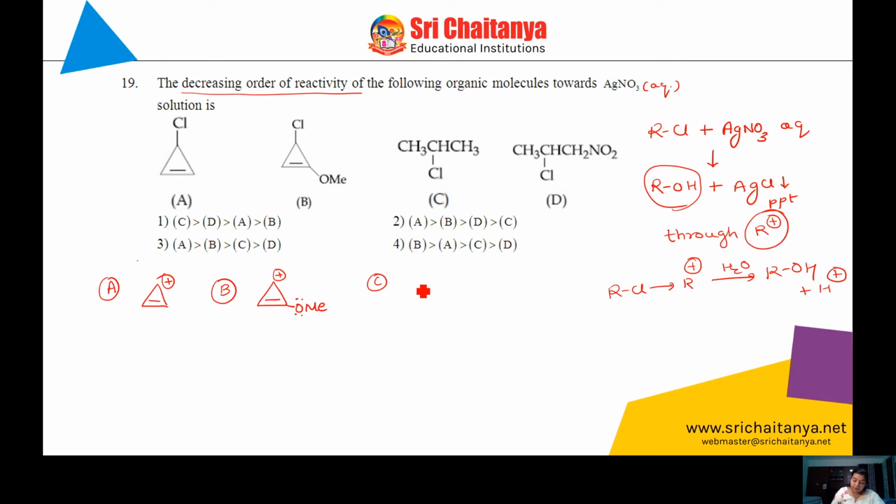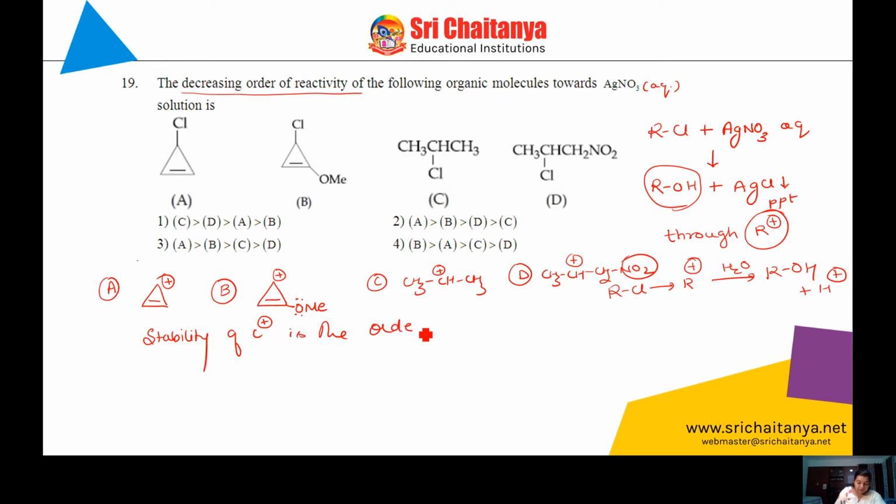Moving to C, we have a 2-degree carbocation. Moving to D, yes, we again have a 2-degree carbocation, but I think all of you will agree this NO2 will destabilize it. So the order of stability of carbocation will be the same as the order of reactivity. The most stable carbocation is B, then it is A, then it is C, then it is D.